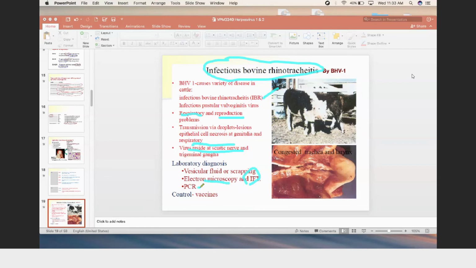And then you also do PCR analysis. For control, vaccines are available, but not for many herpes viruses. Let's say equine herpes virus 1, they produce a vaccine, but the vaccine is not effective. Why? Even though the animal has high antibody against the virus, it still gets the disease after some time.